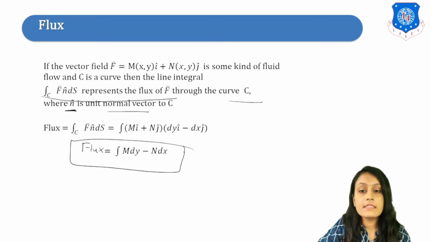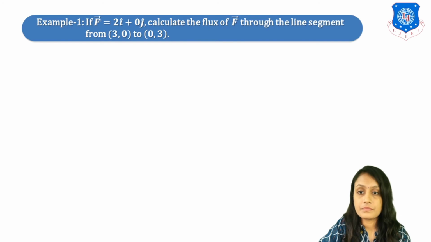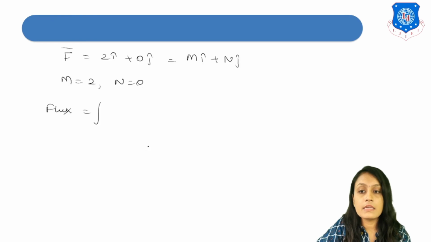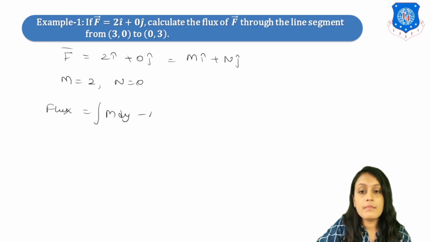Now let's use this formula and solve one example. F bar is given. Calculate the flux of f bar through the line segment from (3, 0) to (0, 3). F bar is 2i plus 0j, so we compare with mi plus nj. M is 2 and n is 0. The formula of flux is the integral of m dy minus n dx. Substituting the values, 2 dy minus 0 dx, so we have only the integral of 2 dy.